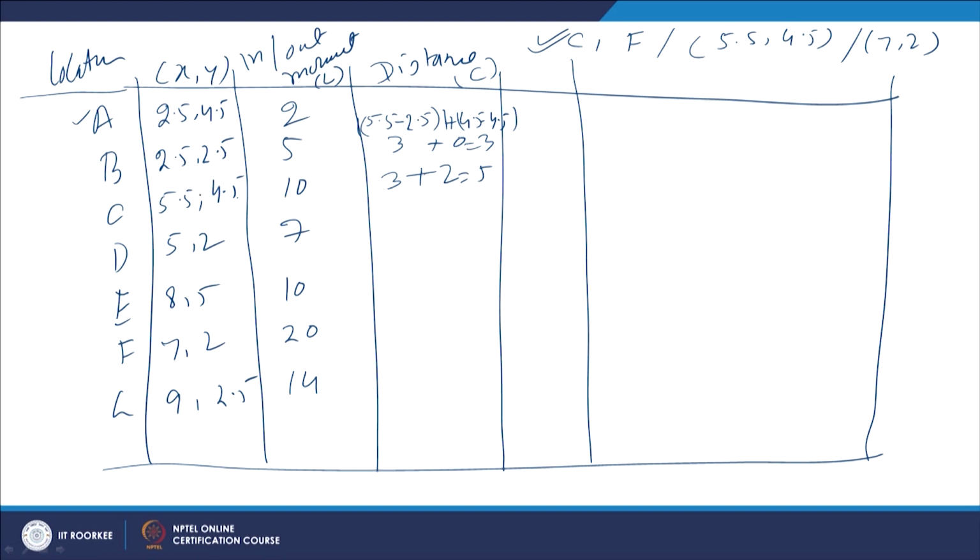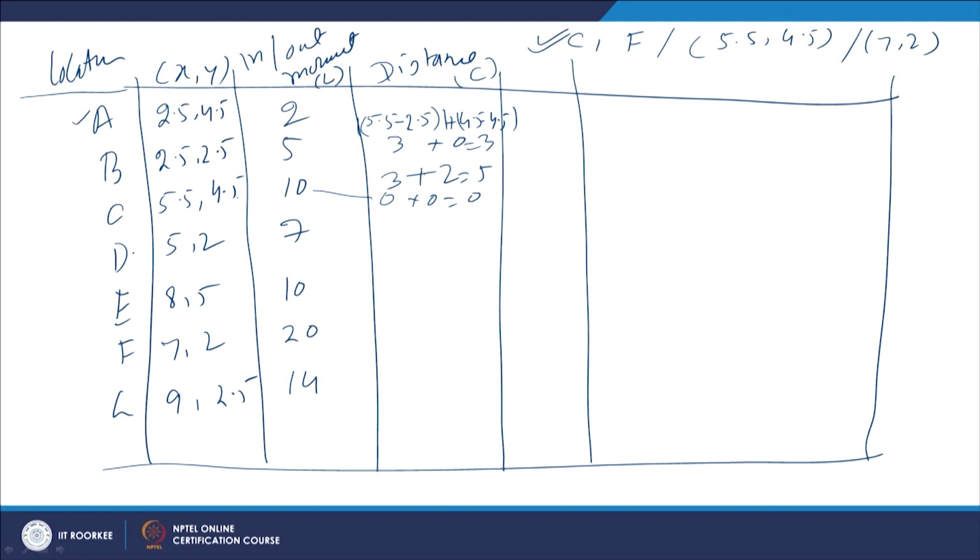Now, the movement from C to C will be 0. So, 5.5 minus 5.5 will be 0, and 4.5 minus 4.5 will also be 0. So, the distance to be travelled is 0.